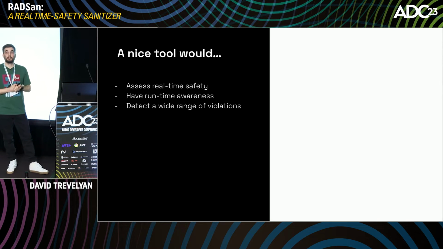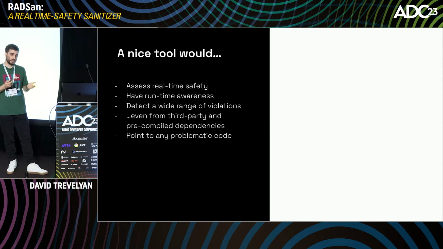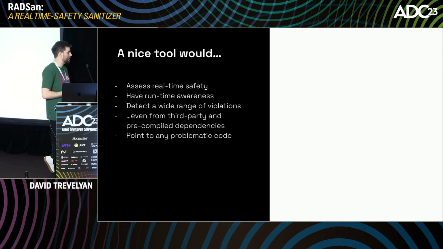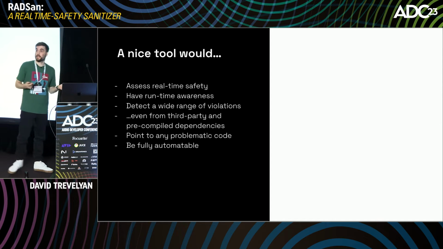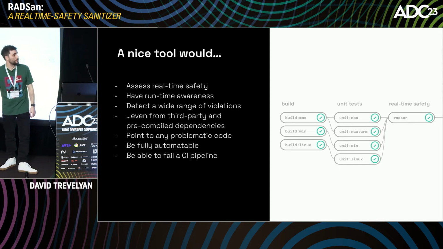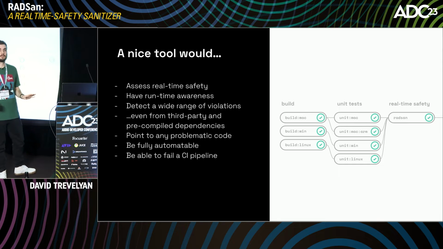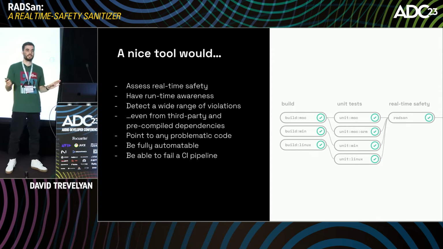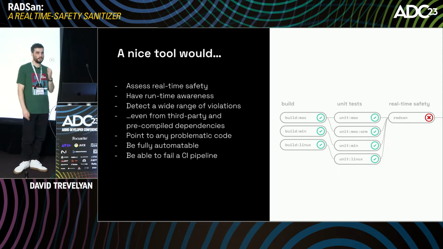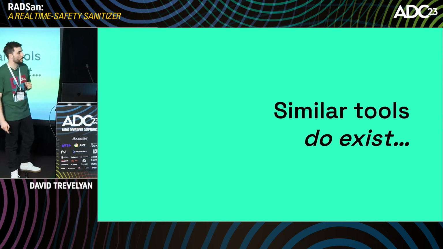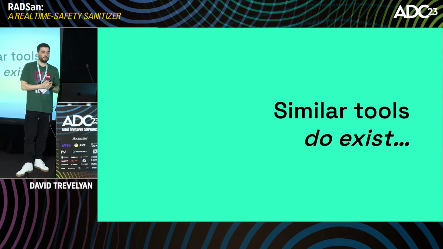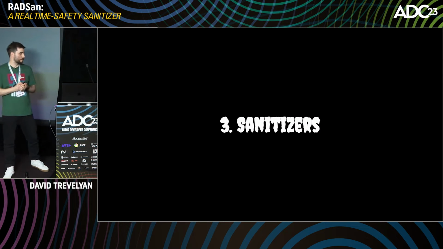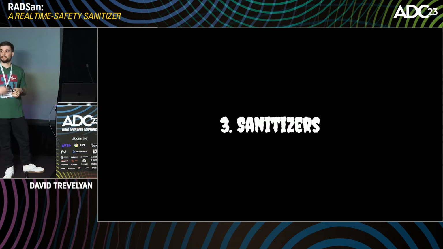It would detect a wide range of violations, even from third-party dependencies. Ideally, it would point you directly to the problematic code. It'd be nice if it was fully automatable and able to fail a CI pipeline. Wouldn't that be cool? Somebody's made some seemingly innocuous change in one part of the code base, it causes a real-time safety violation elsewhere, and we fail the CI pipeline. That's what we're looking for. That would be great. Similar tools like this do exist, and you can probably see the next slide come in: we think sanitizers fill some of that gap.